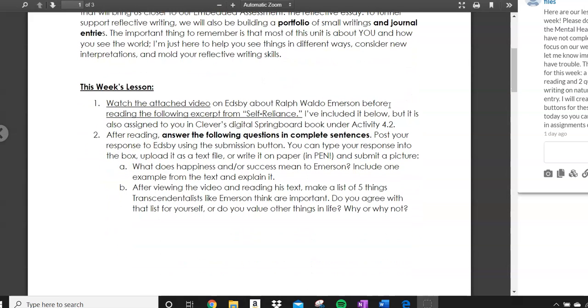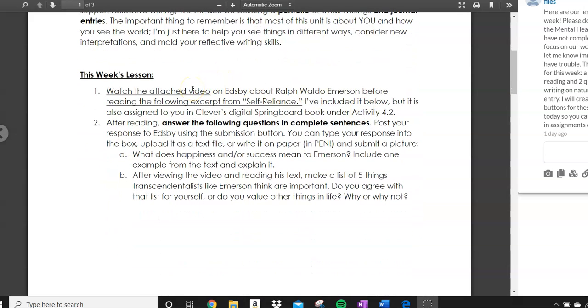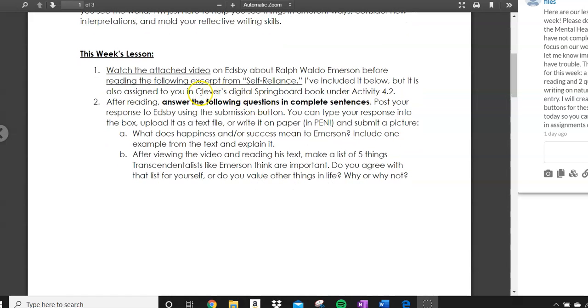So down here for this week's lesson, we have that attached video that I showed you before about Ralph Waldo Emerson, and I recommend watching that before you read Self-Reliance. Now, if you want, you can go onto Clever's digital Springboard book under Activity 4.2. It'll be in there. If you took your Springboard book home, it's in Activity 4.2, or I've also actually put the entire text in this document because it's pretty short.